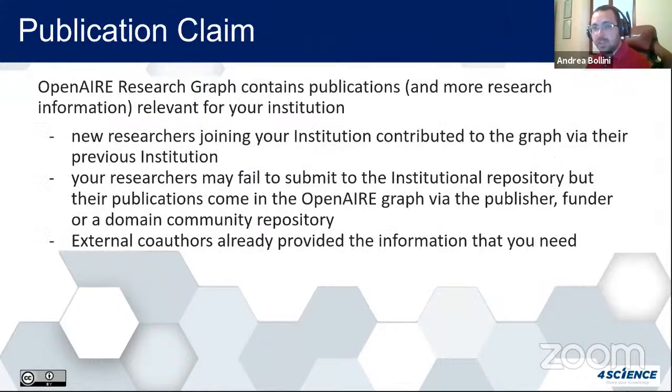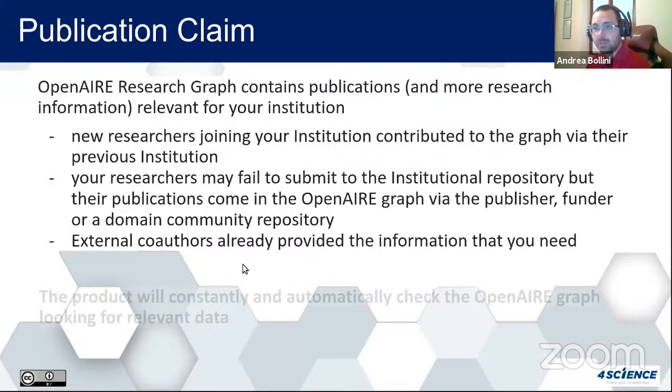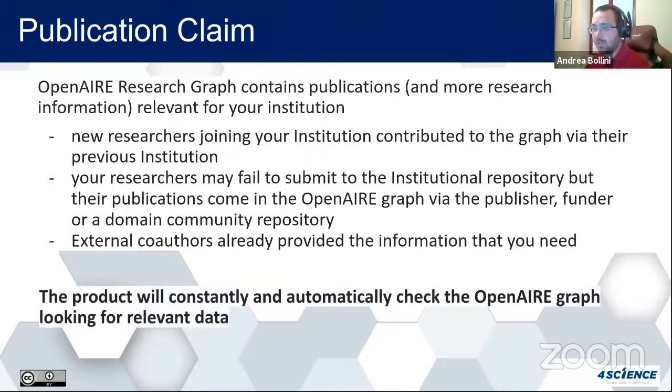The second service is named Publication Claim. The OpenAIRE research graph contains publications and more research information that are relevant for your institution that can be missing in your repository for several reasons. New researchers joining your institution probably have already contributed to the OpenAIRE graph via their previous institution. Or your researcher may fail to submit all their publications to the repository, but this information can come from an external co-author of your researcher, or maybe from the funder or another domain repository. So what the system does is to constantly and automatically check the OpenAIRE graph for you, looking for relevant data that are missing in your repository.